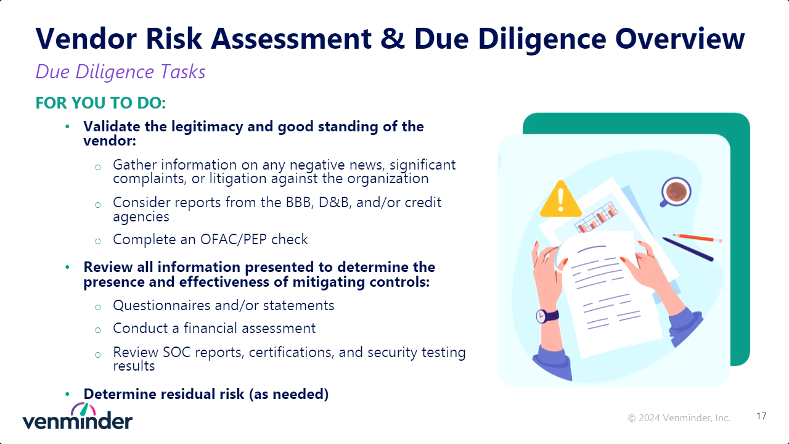Due diligence can be really complex because of the amount of information that you need to review and all the different stakeholders involved, but the process itself can basically be broken down into these 3 tasks. It involves validating the legitimacy and good standing of the vendor through gathering that information like negative news, reports from different agencies, and doing an OFAC or PEP check. The second task is reviewing all of that information that you collect on your own and the documents you receive directly from the vendor, like those questionnaires, SOC reports, and security testing results. And the last task is determining the residual risk and deciding whether it's acceptable for your organization to partner with that vendor.